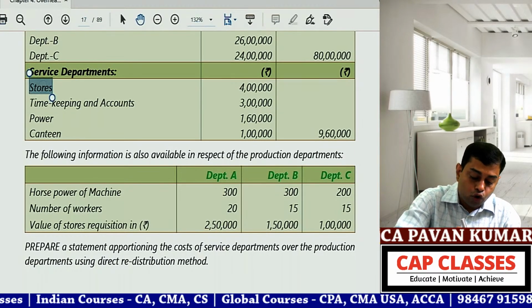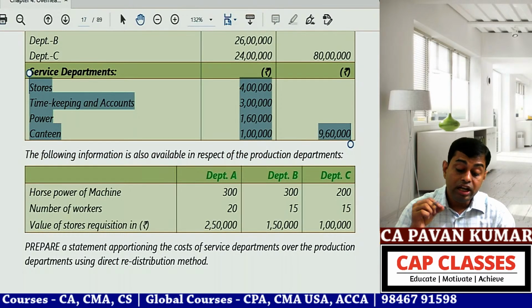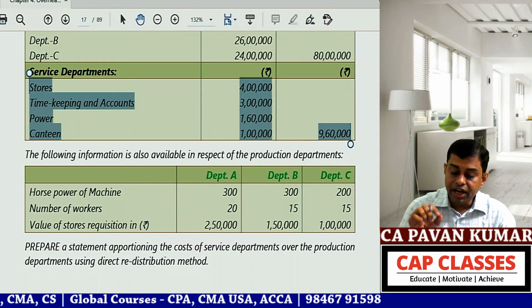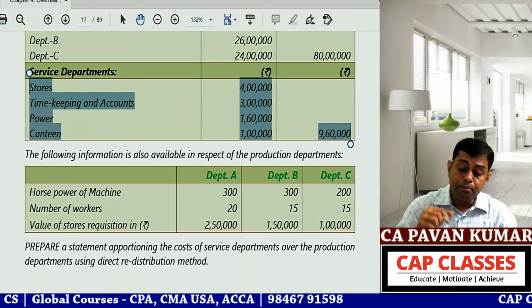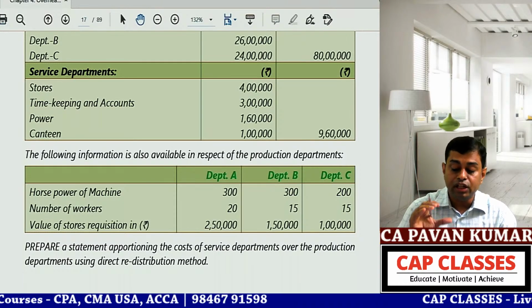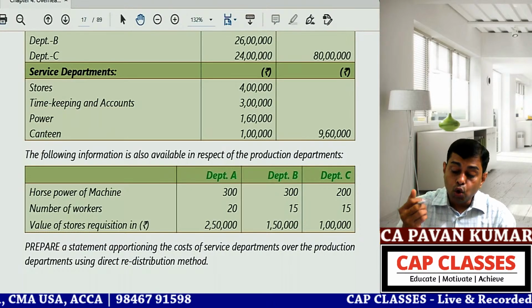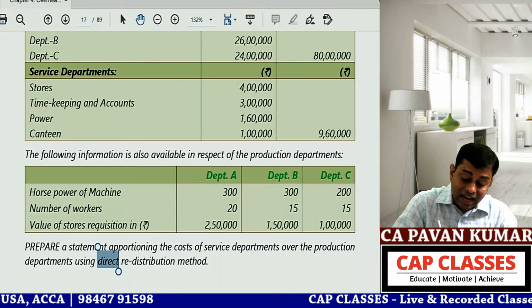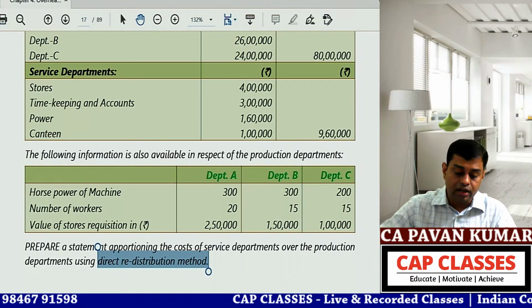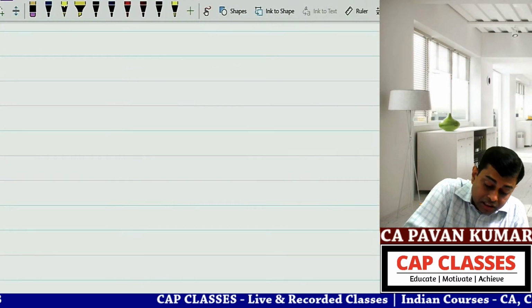Now these 4 are to be apportioned to the 3 production departments. The following information is also available in respect of production departments. Horsepower of machine 300, 300, 200. Number of workers 20, 15, 15. Value of stores requisition 2,50,000, 1,50,000, 1 lakh. Prepare a statement apportioning the cost of service departments over the production departments using direct redistribution method. Put the heading solution. Problem number 1, solution. Direct redistribution method.